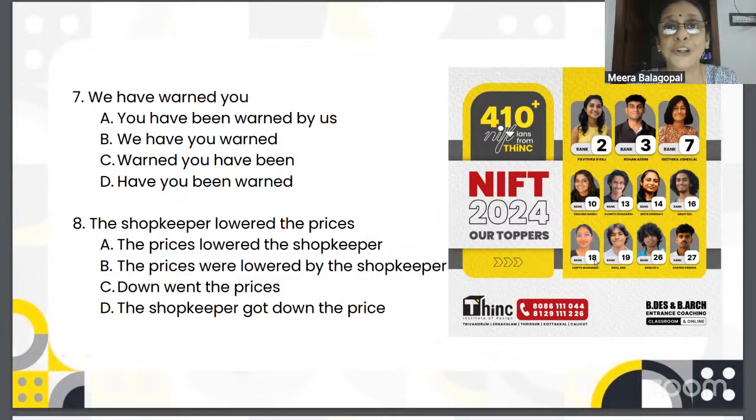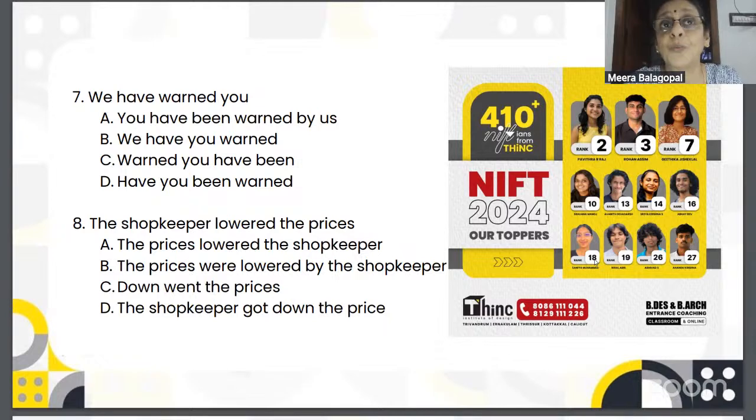We have warned you. Here, we is the subject and you is the object. So bring the object to the front part or make it the subject. You, and it is a perfect tense sentence. You, sorry, it is past tense. You have been warned by us. So it's a perfect tense sentence.